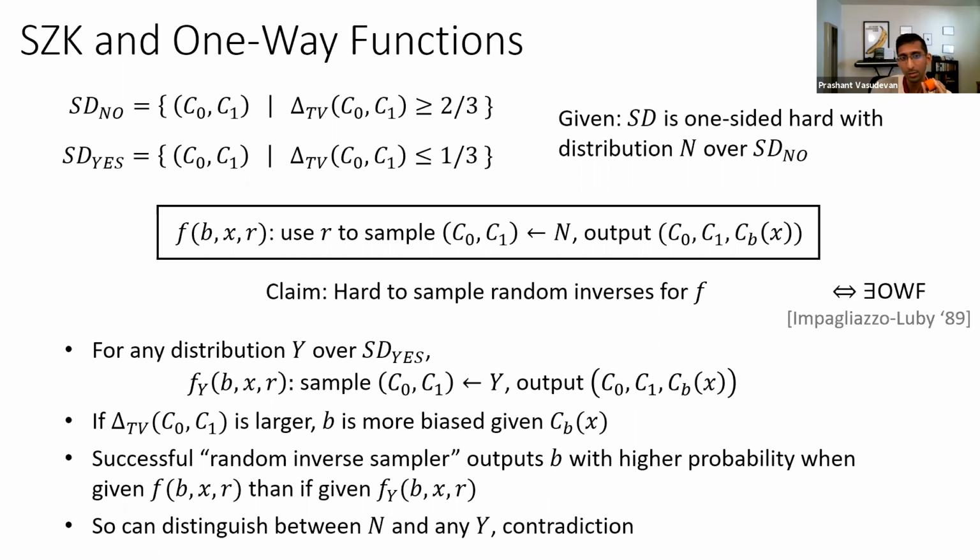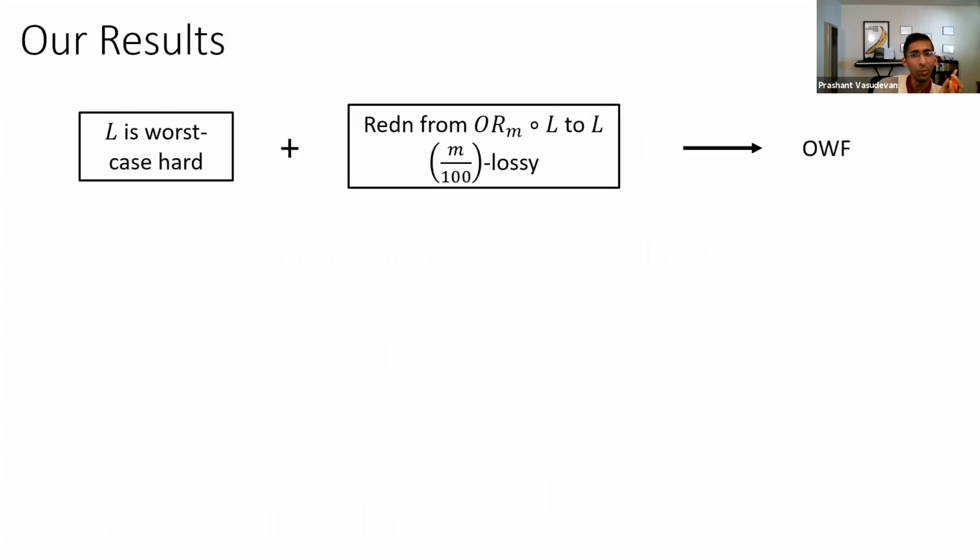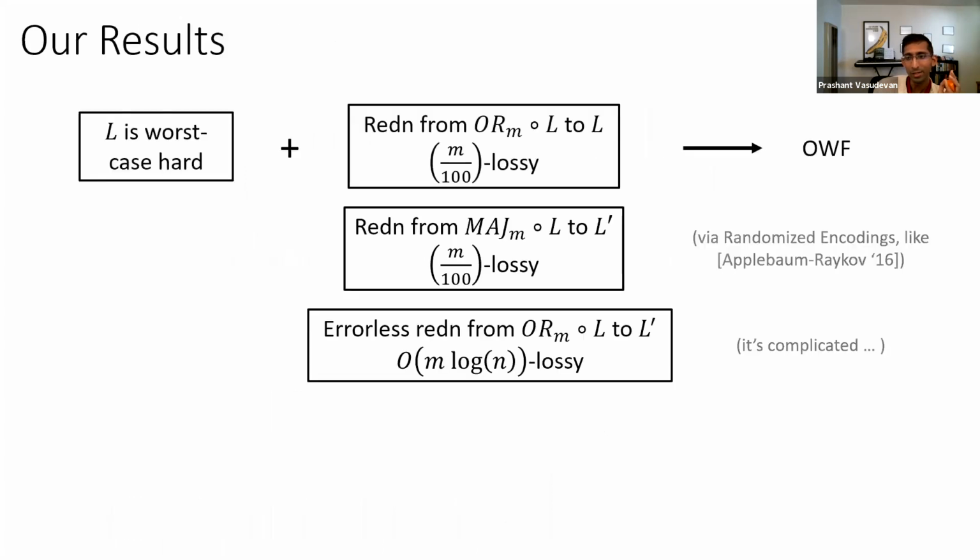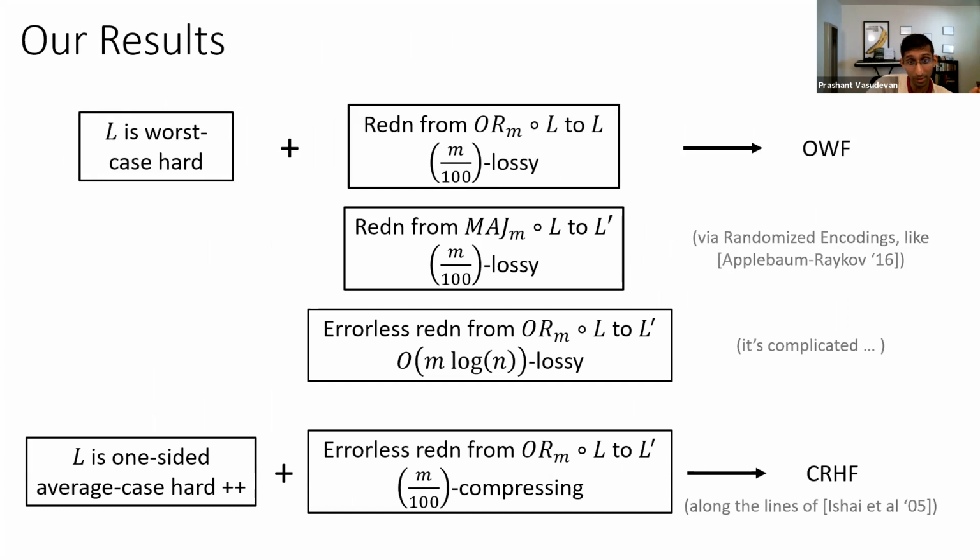Yeah, so this is how we get one-way functions, and I'm almost out of time. So I am going to very quickly just tell you that these are the other results that we get. We can get one-way functions from certain other incomparable kinds of lossy reductions. And you can get collision resistance from slightly stronger lossy reductions and from this one-sided average case hardness plus some other conditions.